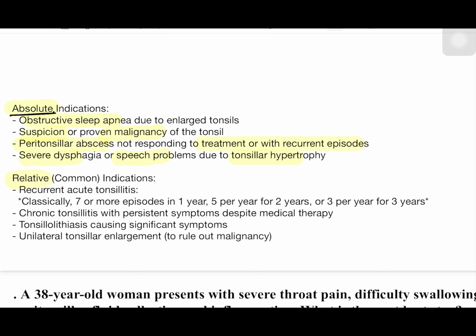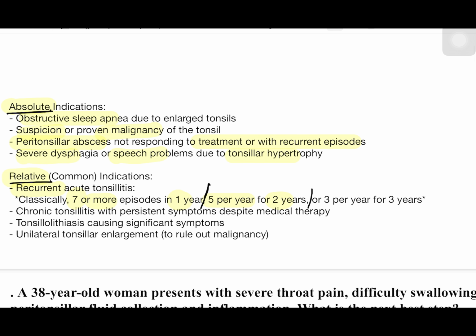What can be the relative indications? Relative indication means you can do it, but if there is no urgency you can avoid it also. So recurrent acute tonsillitis. What is the definition of recurrent acute tonsillitis? 7 or more episodes in 1 year, or 5 episodes per year for 2 years, or 3 episodes per year for 3 years. So if any of these is given in the options, then it is a relative indication.